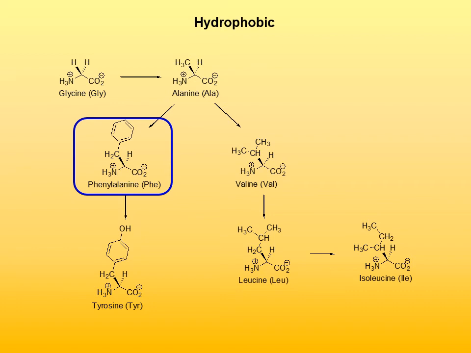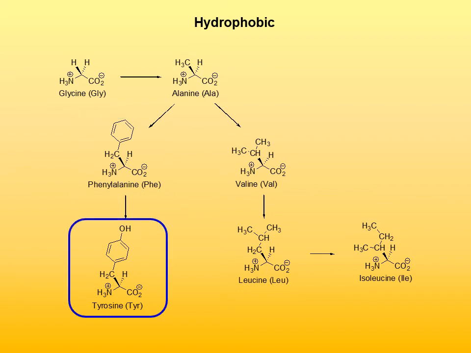When we look at the other branch, placing a phenyl group, benzene ring, on the methyl group of alanine, so replacing one of the hydrogens of alanine with a benzene ring, gives us phenylalanine. And now we are going to make a slight digression to polar or hydrophilic amino acids. Placing a hydroxyl group in the para position or position 4 of the benzene ring gives tyrosine. That one is a hydrophilic amino acid. So this gives us 6 hydrophobic and 1 hydrophilic amino acid.